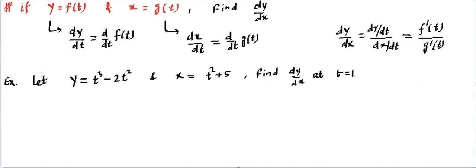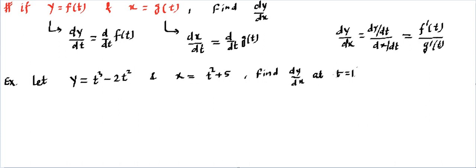So let's take an example, and that example will explain what this particular rule I'm talking about. It says let y as a function of t be given, that is t cube minus 2t square, and x is equal to t square plus 5. We need to find dy by dx at t equal to 1. So that's the question. You can pause the video, use the rule that I explained, simplify and get your answer. Then we can check whether this answer is correct.